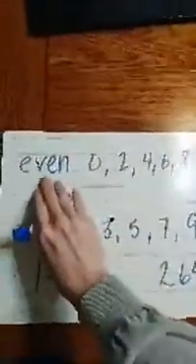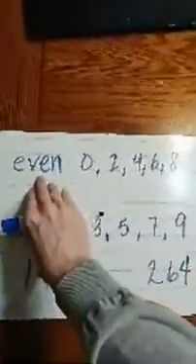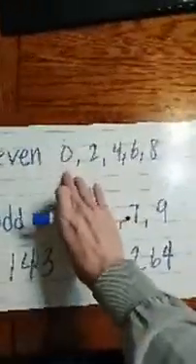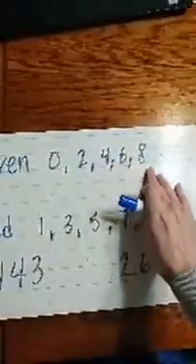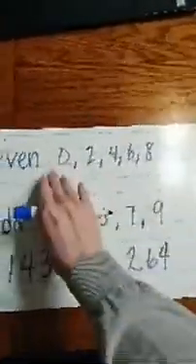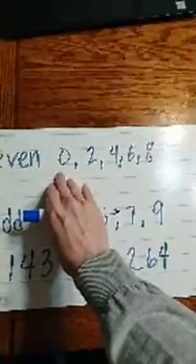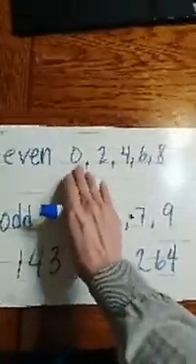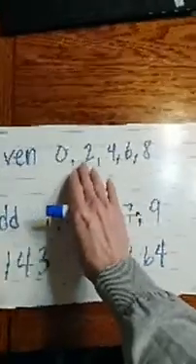Okay, so what I've got here is my even numbers. My even numbers will end in, or the last number in them will be a 0, a 2, a 4, a 6, or an 8. So you can see I'm going up by 2 here, starting with 0. Okay, so if that will help you remember, evens start with 0 and count by 2s. 0, 2, 4, 6, and 8.